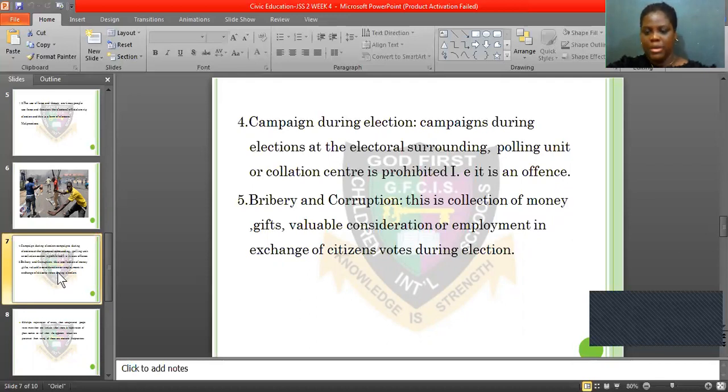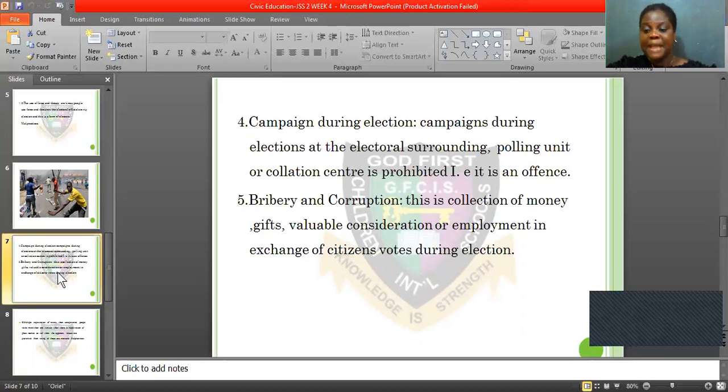Another thing is at the polling unit or the collation center, when you get there, wearing something that would campaign for your party is prohibited. They don't take it. It is an offense.